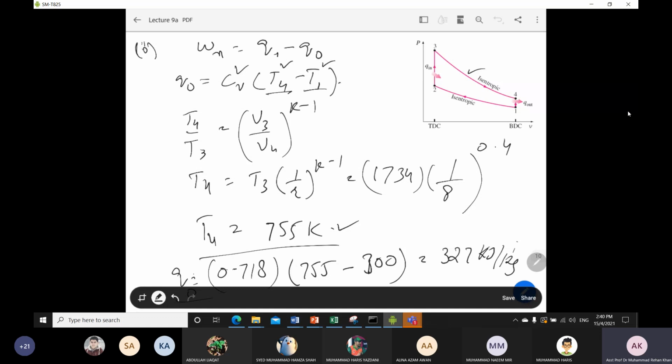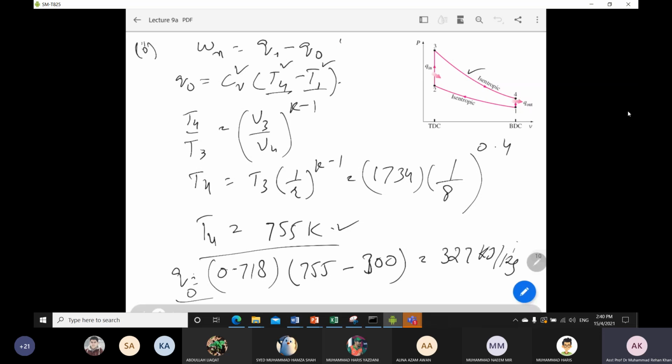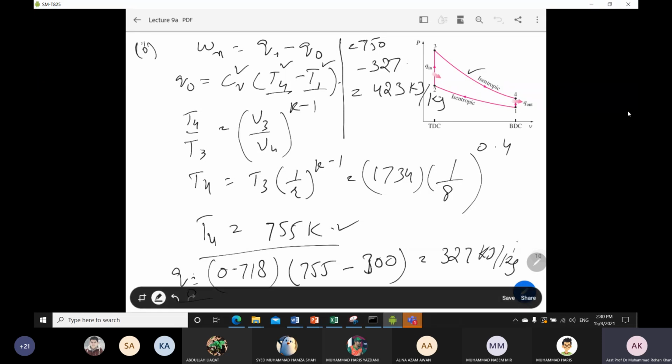From there you can easily find your W net as well. You just subtract the values: 750, which is mentioned in your question, minus 327, which is your Q out value, and you will get W net as 423 kilojoule per kg. So this is the solution of your part B. You can note it down, then I will move towards the next part, part C, to find the thermal efficiency.